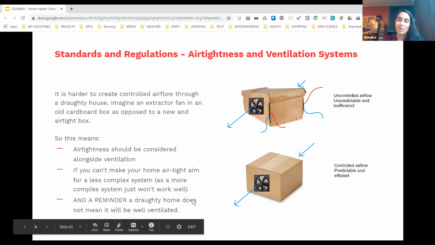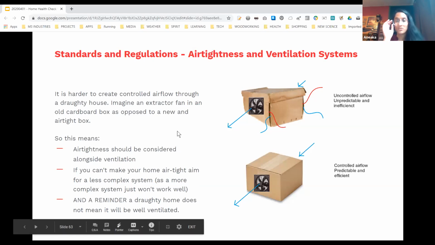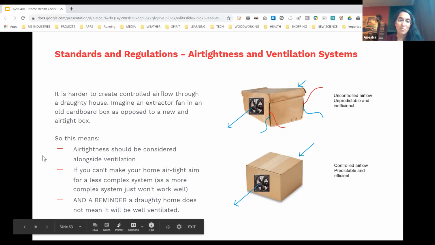This is what I was talking about, the relationship between how airtight your house is and what your ventilation system is. Whereas if you have a simply constructed, maybe 1960s boxy type construction, it wouldn't be so hard to make it airtight, so it might be easier for you to consider a more complicated system.